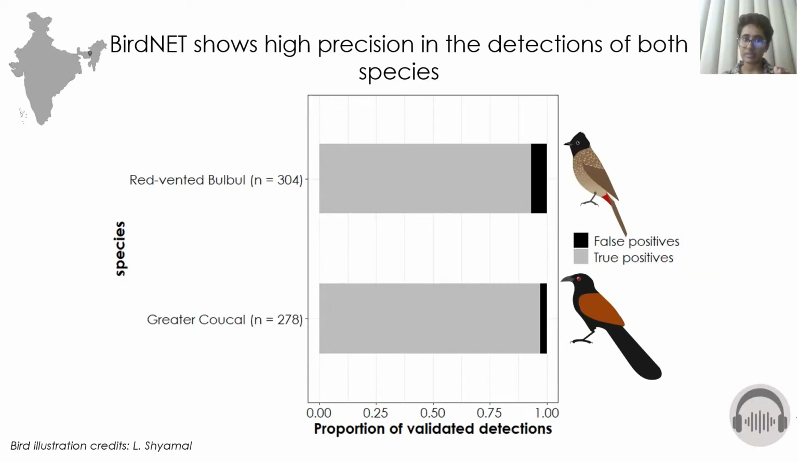Here are some of our results. In the acoustic dataset from Guwahati, I validated 50% of the total BirdNET detections of red-winged bulbul and greater kokaul, and BirdNET detected both the species with over 90% precision.